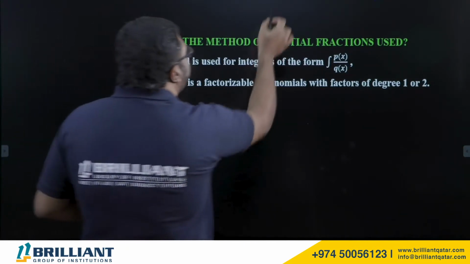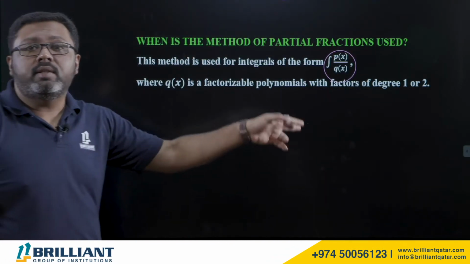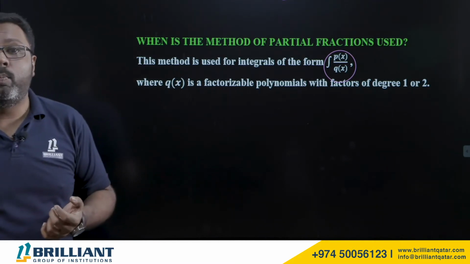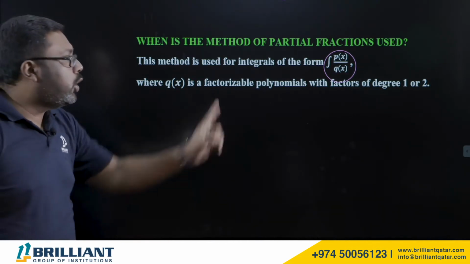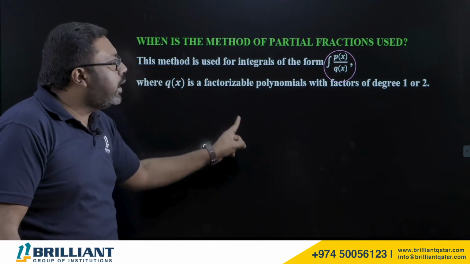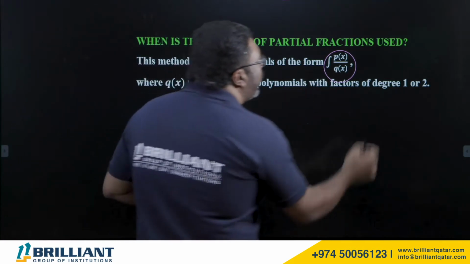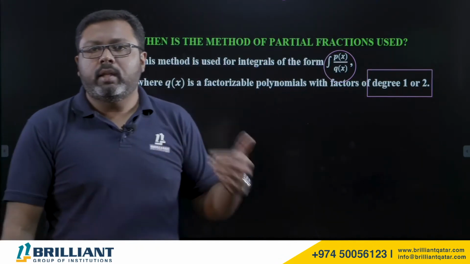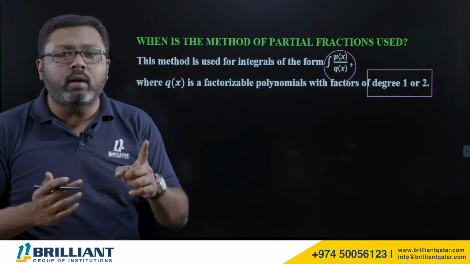We use method of partial fractions in the integral of the form p of x divided by q of x. And you have to be very particular, p of x and q of x are polynomial functions. Not only that, the q of x in the denominator should be a factorizable polynomial and the factors should be of degree 1 or 2. We cannot have a factor of more than degree 2. The method of partial fraction that we are learning is only accommodating factors of degree 1 or degree 2.